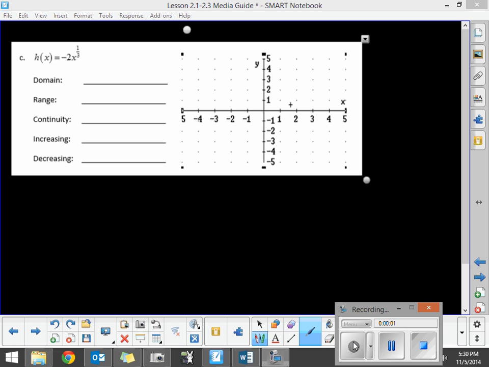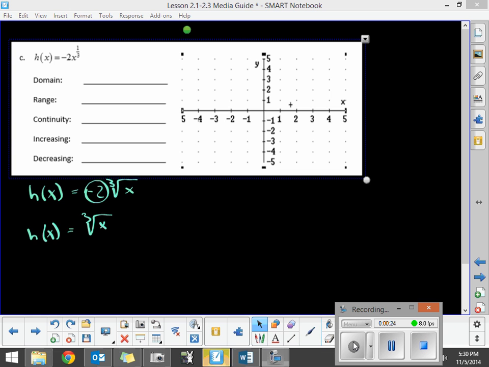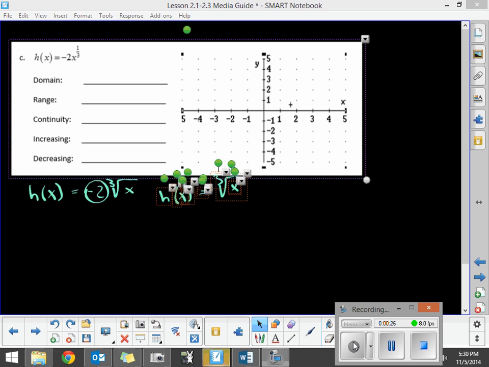In 12c, our function is negative 2 times x to the 1/3, which is the cube root of x. You might want to think of it that way instead. So what I want to do is come up with the parent function, which is the cube root of x, and know what that looks like, and then figure out what this negative 2 does to it to transform it. So first, I'm going to generate some ordered pairs that go along with the parent function.